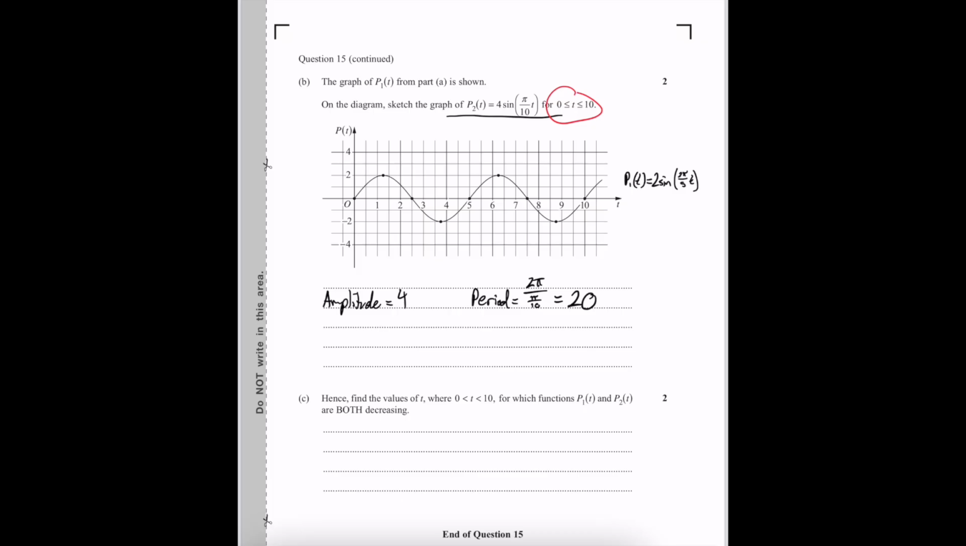Okay, so now we're going to use all this information. We're going to use the fact that we have a half cycle over 10. So we start here, we're going to end here. And it's an amplitude of 4, which means our peak is going to occur in the middle, so at 5, and we're going to hit that coordinate of (5, 4). So it's going to look something like that. And that's essentially our sketch for 15b.